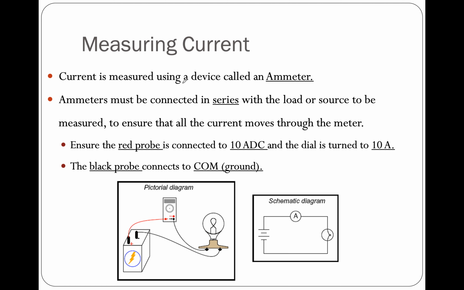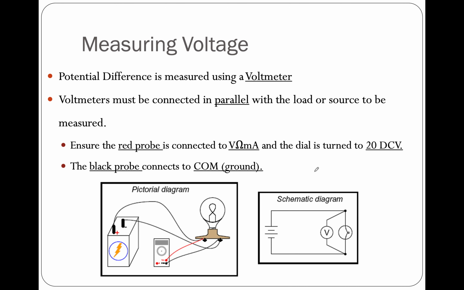Current is measured using a device called an ammeter, which we talked about. They have to be connected in series to measure so that everything goes through it, right? The red probe is connected to the positive side. This is a different specific ammeter. Anyways, it measures 10 amps. The black probe connects to the ground. You just have to connect the red and the black if you're using these.